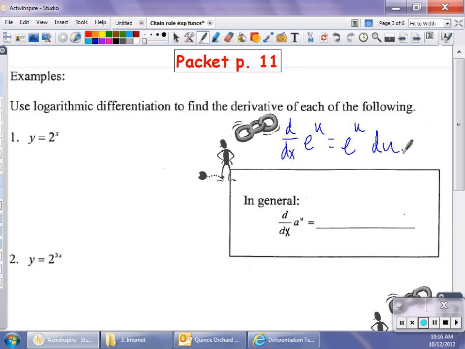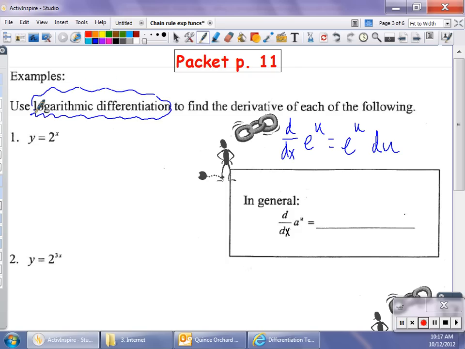And now we're going to look at exponential functions that have bases other than e. And of course we're going to want to know if there are any similarities or differences between those. So let's start by finding the derivative of y equal to 2^x, and you can see from the instructions we're going to use logarithmic differentiation to determine that.